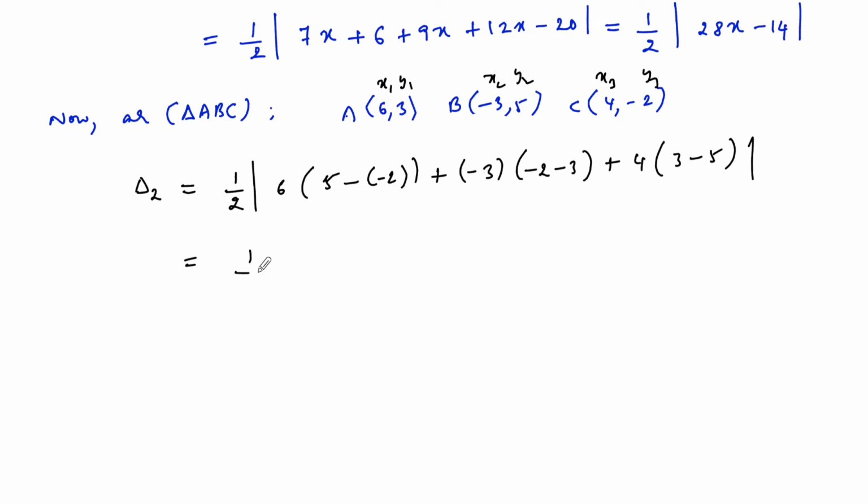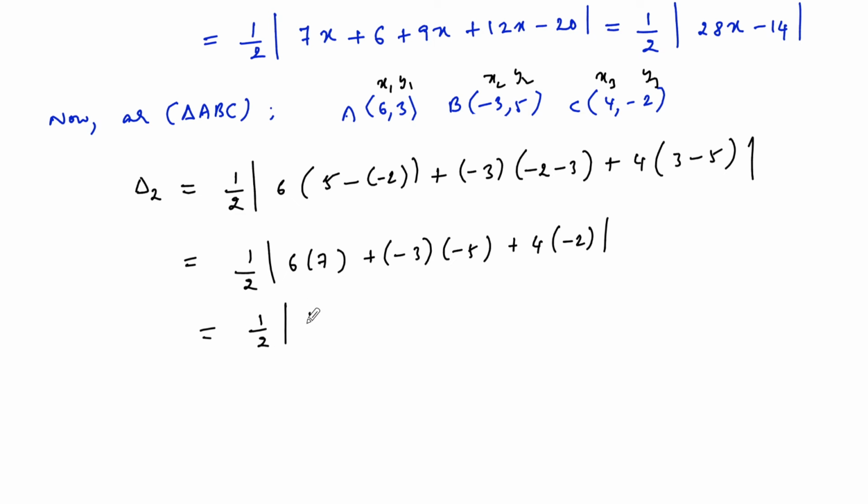Which is equal to 1/2 times 6 times (5 minus (minus 2)), that is 7, and plus of minus 3 times (minus 2 minus 3), it's minus 5, and plus 4 times (3 minus 5), it is negative 2. So 1/2 times of 7 times 6 is 42, plus 5 times 3 is 15, and 4 times 2 is 8. So 42 plus 15 is 57, 57 minus 8 will give 49. So 1/2 times 49, so this is 49/2.